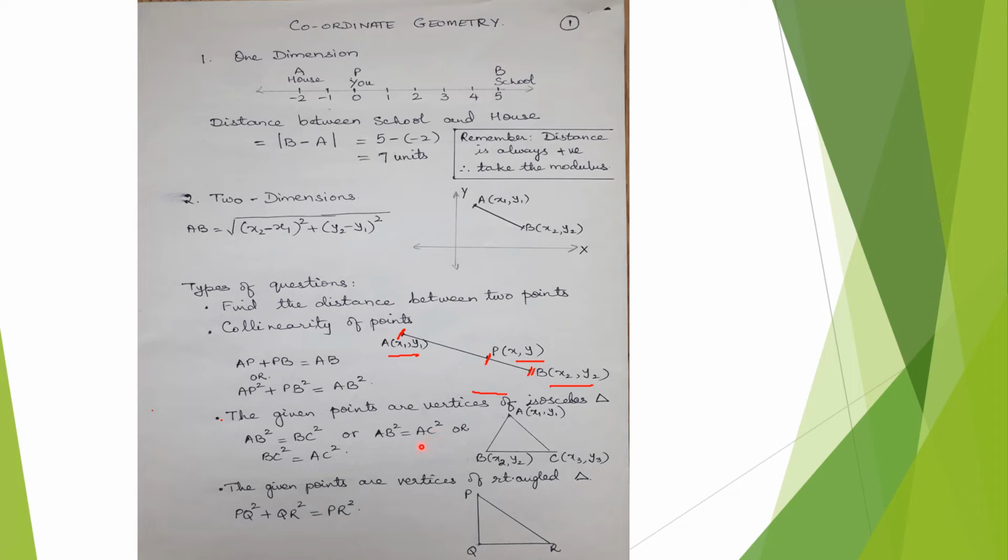Then the next type of question is that you are given 3 vertices and you have to find out whether they are the vertices of an isosceles triangle or whether they are the vertices of a right angle triangle. For an isosceles triangle, simple, you will just find out if any two sides have the same value, and that will give you that it's an isosceles triangle, otherwise, check whether it's a right angle triangle.